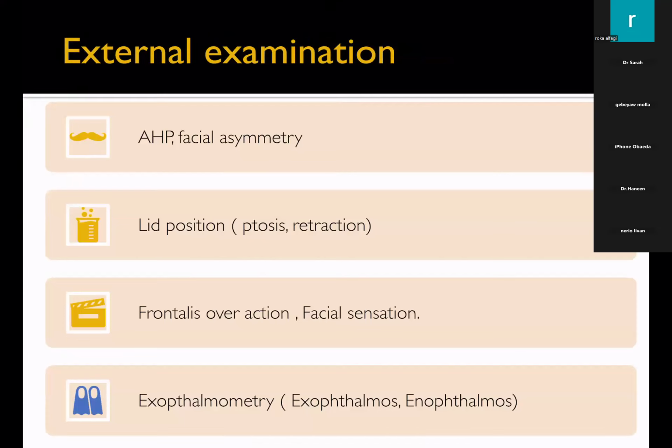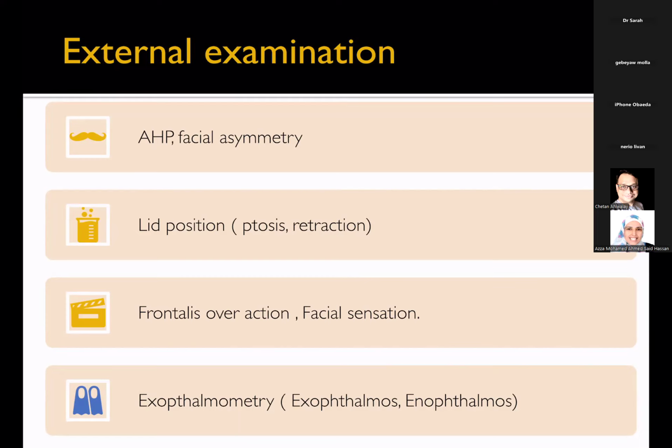Apart from abnormal head posture, going through our external examination, facial asymmetry can give an idea about long-standing fourth nerve palsy or long-standing congenital strabismus. Lid position, whether ptosis or retraction, is important in our etiology. Any frontalis muscle overaction, any abnormalities in the face, like facial deviation or facial sensation changes, are very important associations with double vision involving a neurological etiology.